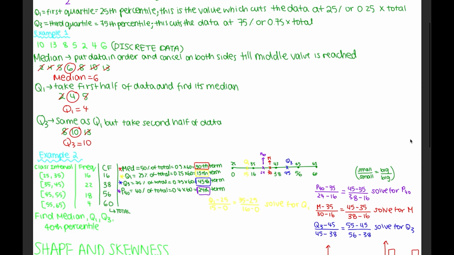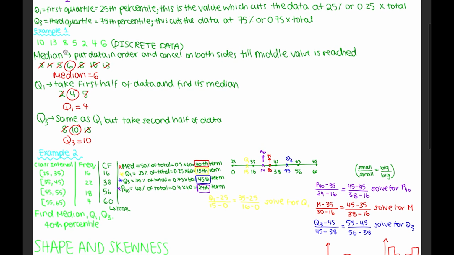So for example, if you were given 10, 13, 8, 5, 2, 4, 6, to find the median, we'll put the data in order, cancel from both sides until you reach the middle. So since the middle here is one number, the median would be directly 6. But if it was something like 5 and 6 were the two middle numbers, you would take the average of the two middle.